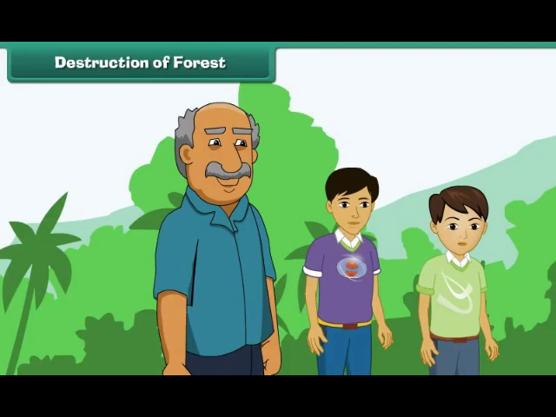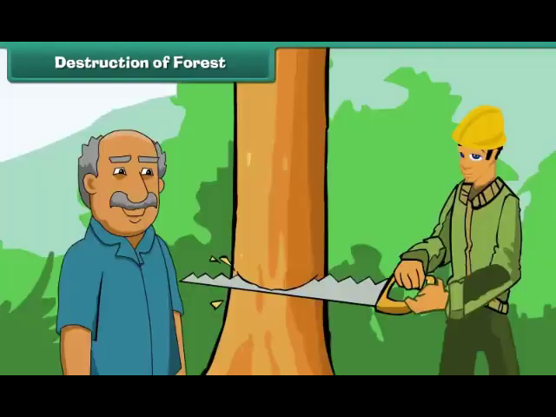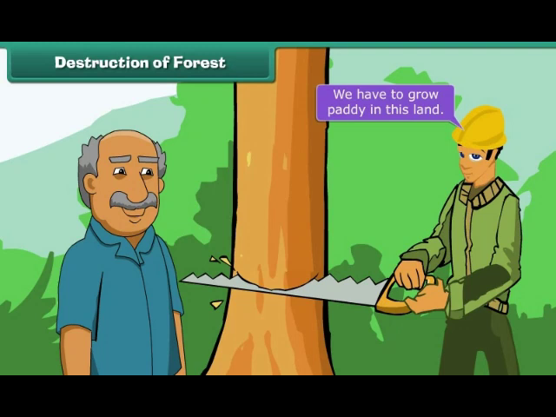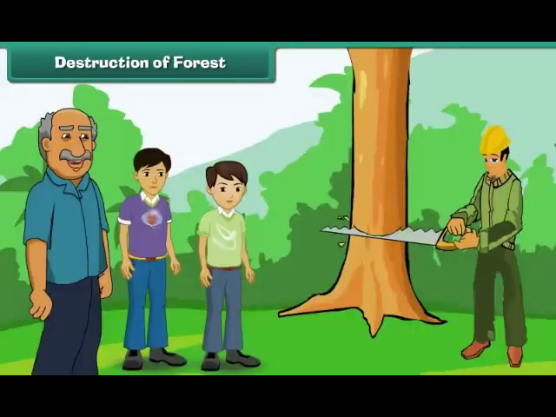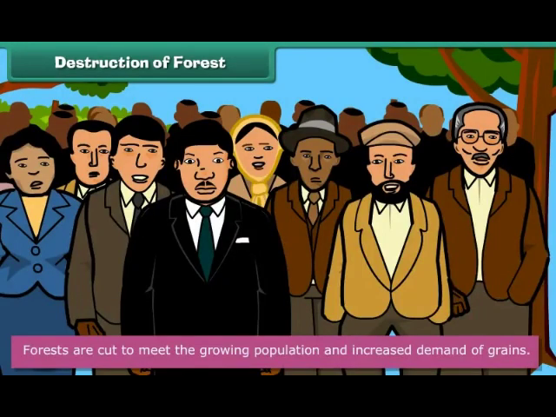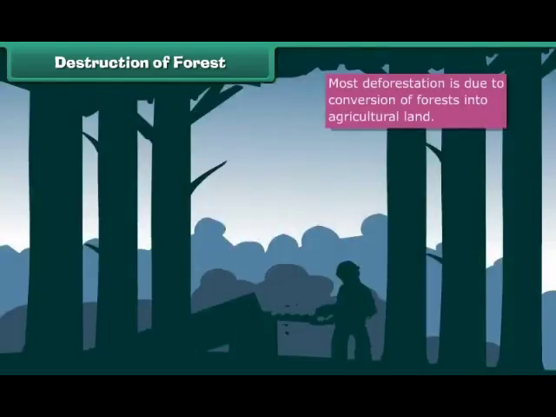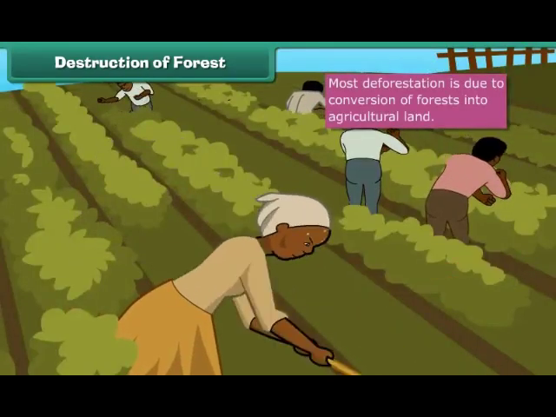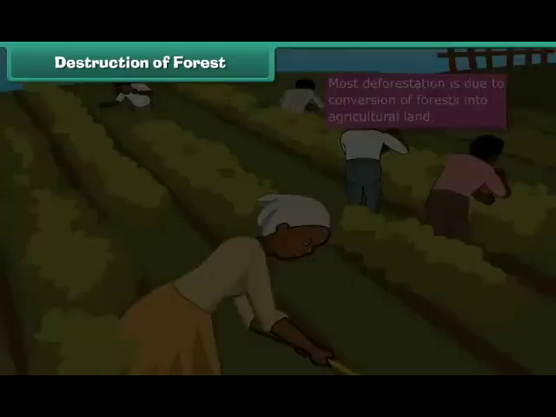When Shyam, Ram and their uncle reached the other end of the forest, they saw some people were cutting the trees. Why are you cutting these trees? We have to grow paddy in this land. Uncle told Shyam and Ram that due to growing population and increased demand for grains, the forests are being transformed into cultivation land. Most deforestation is due to conversion of forests into agricultural land.